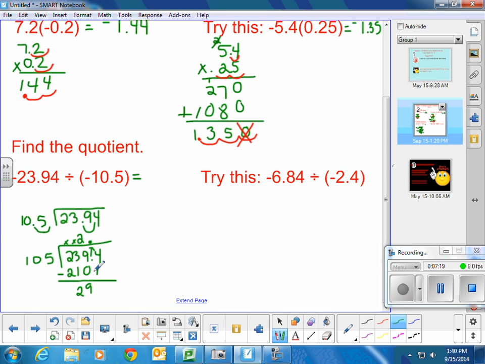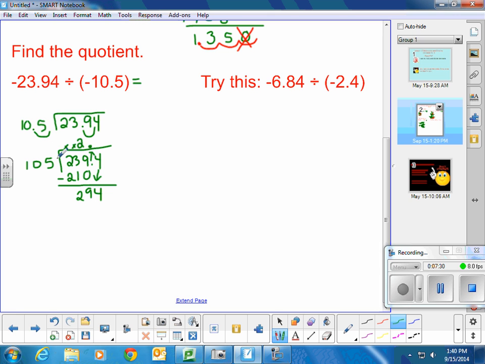Now I need to bring the 4 down. I like to draw the arrow showing I'm bringing it down so that I can keep track of where I'm at in the problem. Now 105 is going to go into 294 2 times, which again is 210. Now we're going to subtract. 4 take away 0 is 4, 9 take away 1 is 8, and 2 take away 2 is 0. So we have 84 left. We need to add a 0 and bring it down.